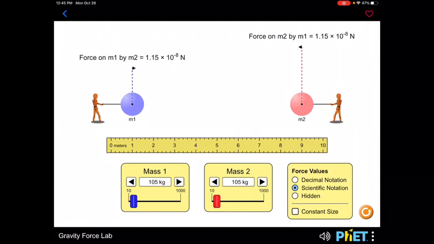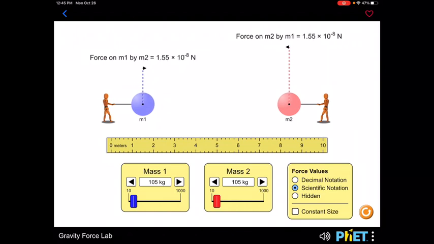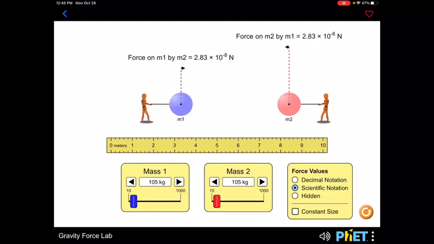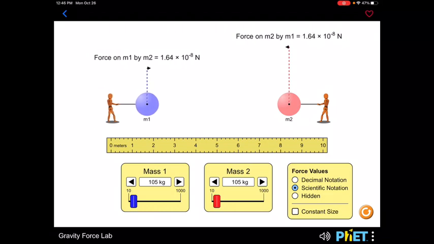I'm going to do the same thing for force on M2 by M1. That's interesting. They're the same number. Well, we're going to keep that in the back of our mind. We're going to add it to the conversation later on in this standard. So what you do next, you're going to move it to about 1.5 and then 8.5. You'll get those numbers, and then you're going to keep moving these to where the data table tells us to.